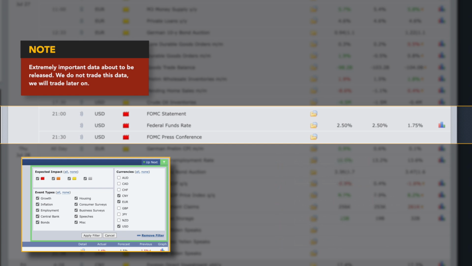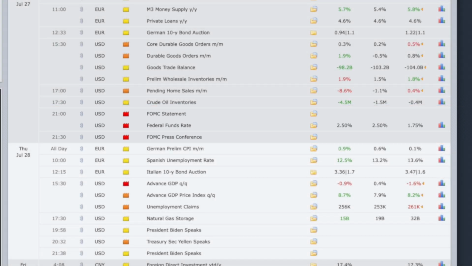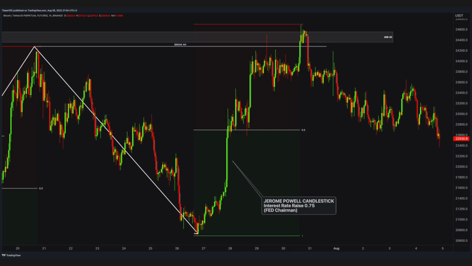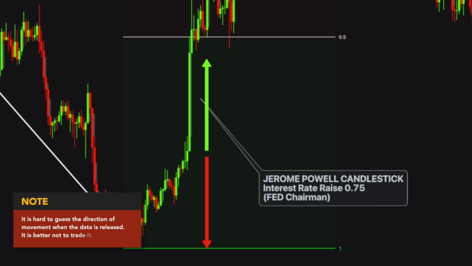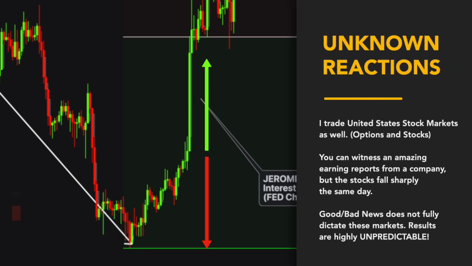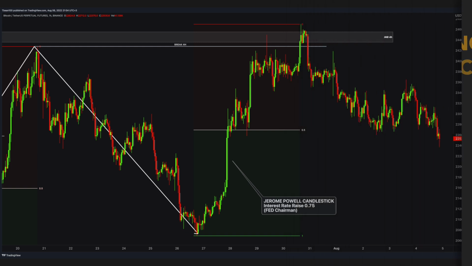The only thing that you should know is this is the time that markets are manipulated the most. With the release of this data, markets move in one direction with amazing force, and we have no idea which way it will move. If you trade stocks, you'll understand what I'm saying. You'll witness an amazing earning report from a company, but the stocks drop sharply, or a very poor earning report, but the stocks skyrocket somehow. Do not ask me why a company with an amazing earning report drops sharply. I think you know why. I think you know how these markets work.